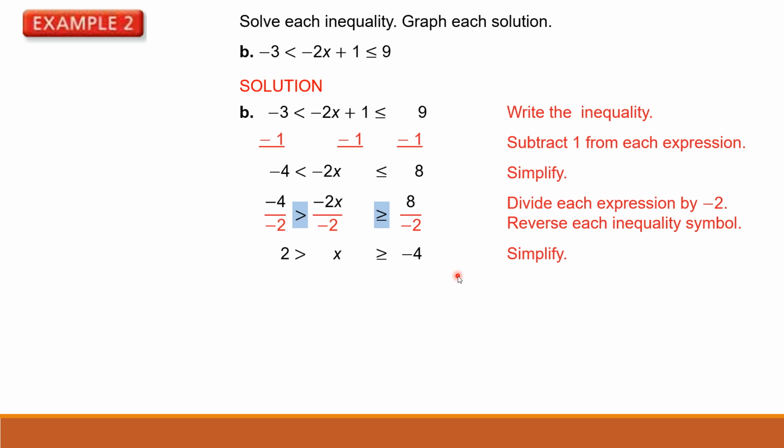Now when we write the inequality, we always want the expression going from left to right, least to greatest. And right now we have the greater number on the left and the lesser number on the right. We need to flip it. So do the revolving door thing. We have -4 on the left, which is less than or equal to x, which is less than 2.